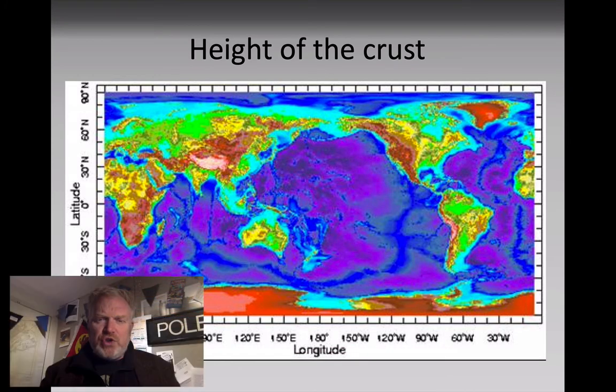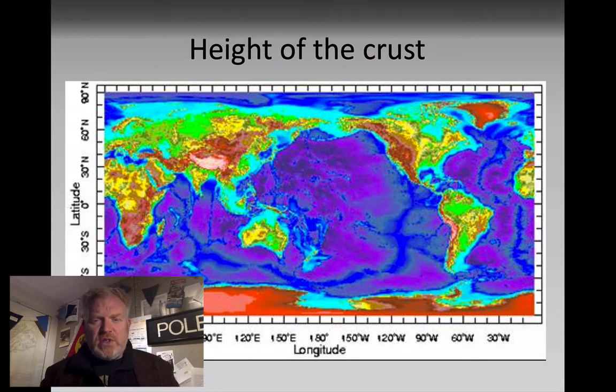This map shows us that the height of the Earth's surface varies. The highest point on Earth, the top of Mount Everest, is 8,850 metres above sea level. The lowest point on the Earth's surface is a place called Challenger Deep at the bottom of the Mariana Trench, which is over 11 kilometres below sea level.